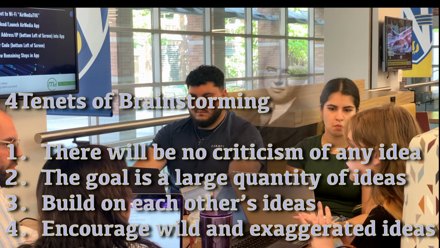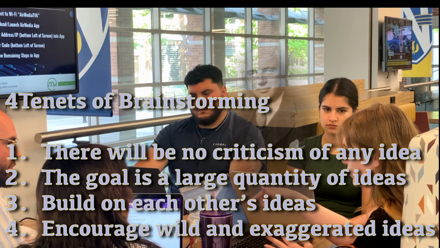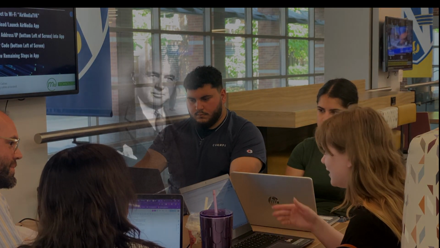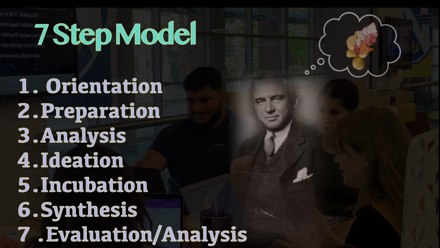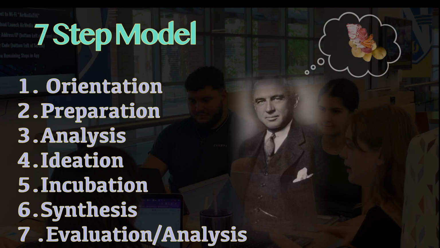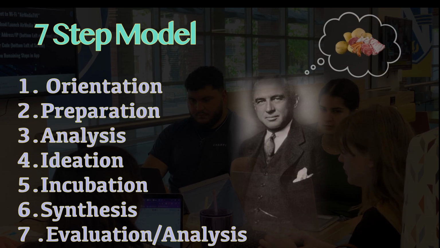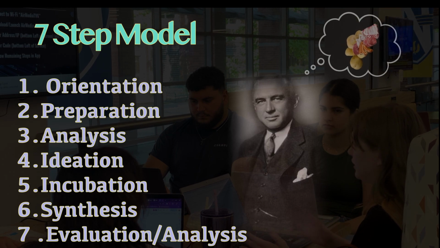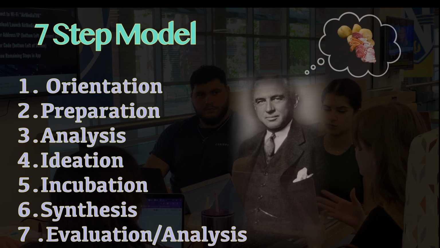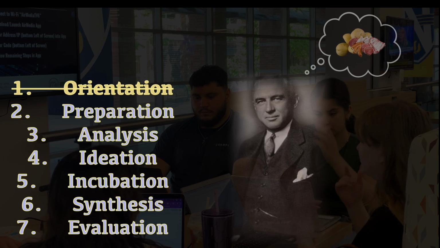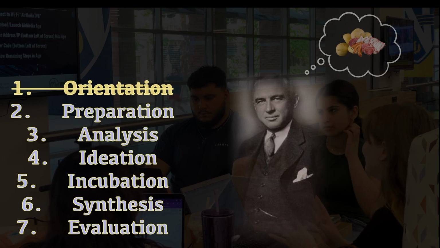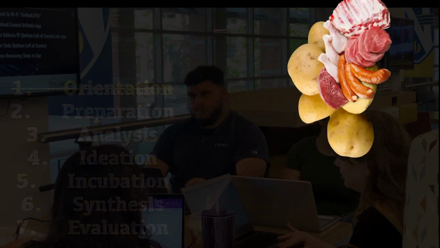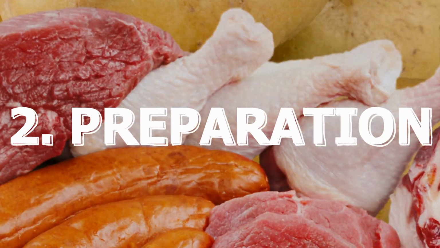This model offers a systematic approach for individuals like our team to generate innovative solutions rooted in practical insights and the creative process. Now, Osborn's famous 7 steps include number 1, orientation, 2, preparation, 3, analysis, 4, ideation, 5, incubation, 6, synthesis, and 7, analysis. Now that the stage is set with this orientation, grab your plates because here come the meat and potatoes of the 2nd step, preparation. Hey guys, we're gonna go ask some university students some questions.